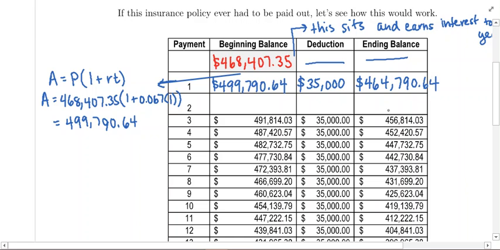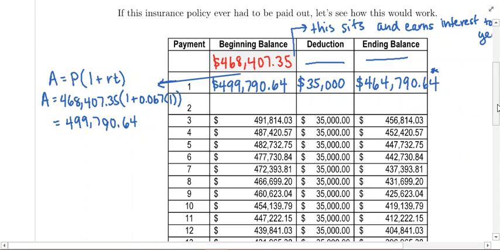So what happens now? This balance sits here for another year. We don't make another payment until another year has rolled around. This amount will sit there and earn interest. So we're going to calculate, if this money sat here for 1 year, what would be the new beginning balance right before we made the second payment?